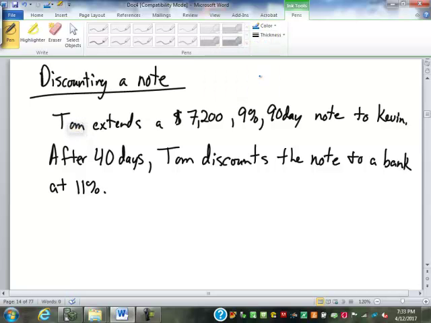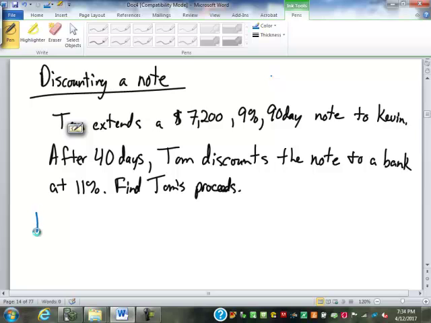Now you might be looking here and say, well, what's the dates, the time for the discount note to the bank? Well, that is all predetermined by the original note. What we want to find here is Tom's proceeds. So the proceeds is the money that Tom is going to get from the bank. Remember, that's the amount you get on a simple discount note after they take out the discount.